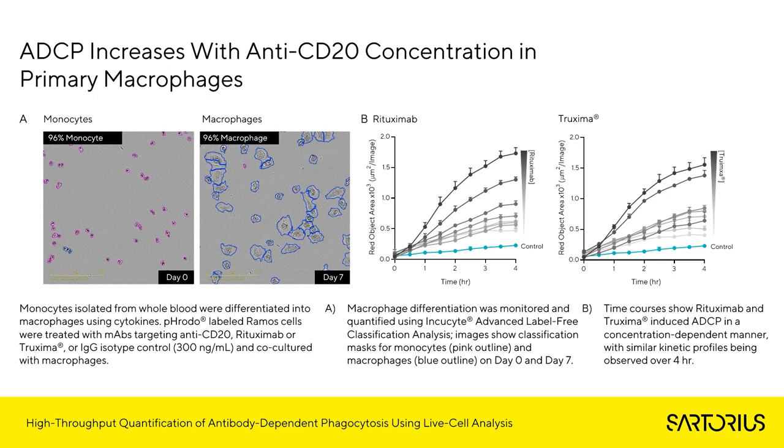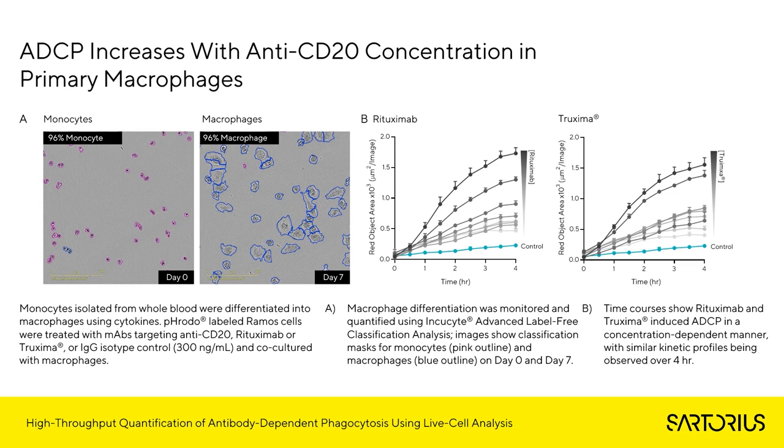We also assessed the effects of anti-CD20 monoclonal antibodies in inducing phagocytosis using primary macrophages as the effector cells. Monocytes isolated from whole blood were differentiated into macrophages using cytokines. Frodo-labeled Ramos cells were treated with monoclonal antibodies targeting anti-CD20. Again, here we use rituximab or truximab, or IgG isotype control, and co-cultured these with the primary macrophages that we've differentiated.